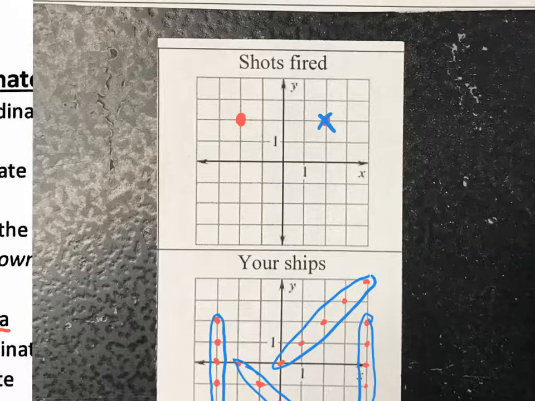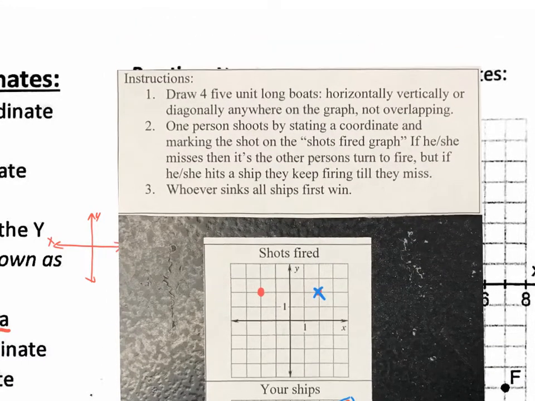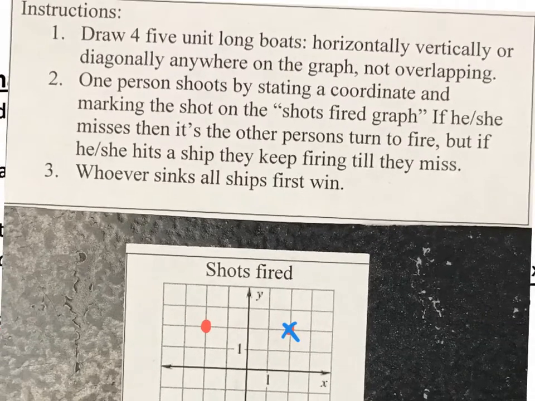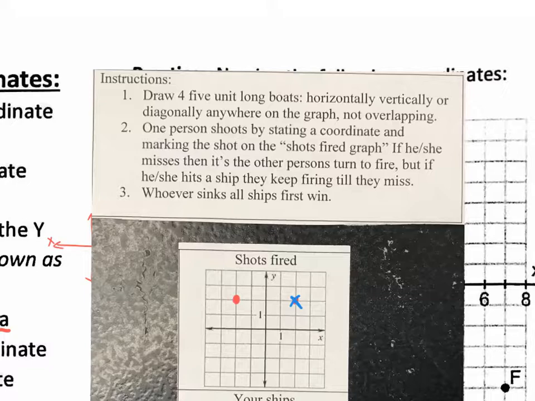So this is how we're going to practice coordinates by playing this game, and you guys could see who shoots down who first, right? So if you do hit, you get to continue shooting until you miss, okay? So whoever sinks all the ships first wins. So let's stop this video right here and have you guys work on this activity right now in class.